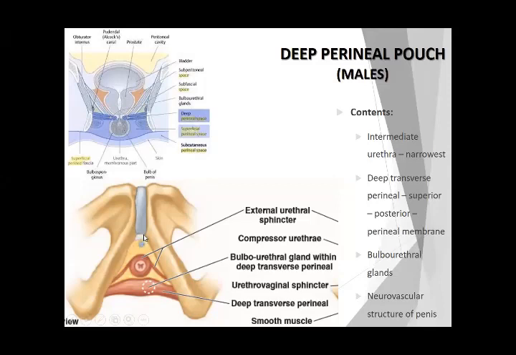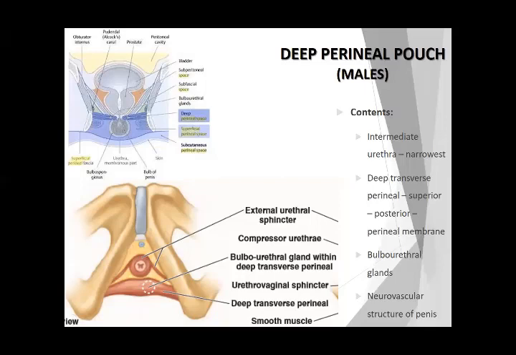and this gap is filled with fat, and it transmits the deep dorsal vein of the penis. That is why God has made this gap, and this deep dorsal vein of penis enters from here, passes through the deep perineal pouch, and it drains into the vesico-prostatic venous plexus over here. ठीक है? अच्छा, so हम contents की बात कर रहे थे.